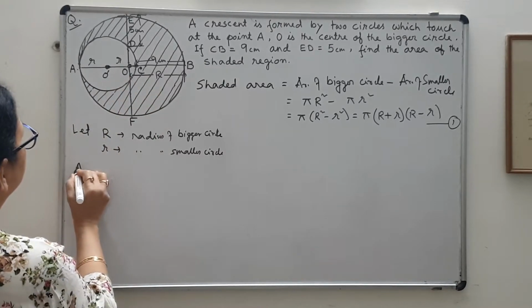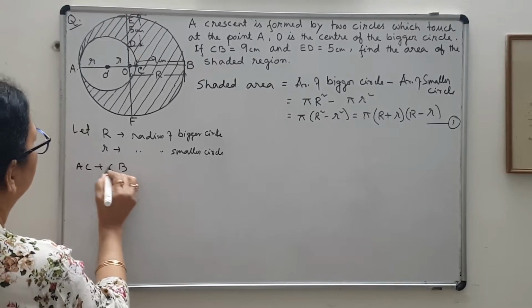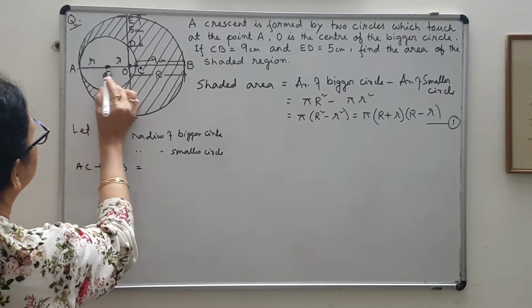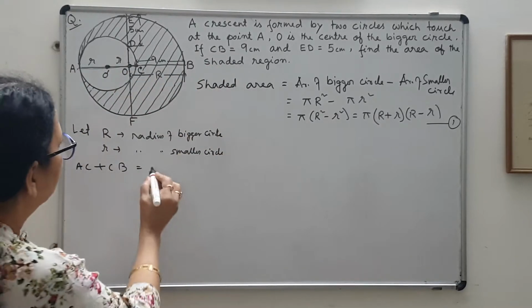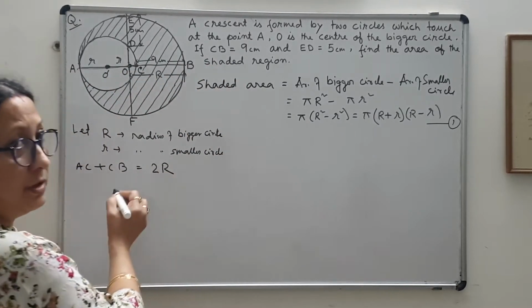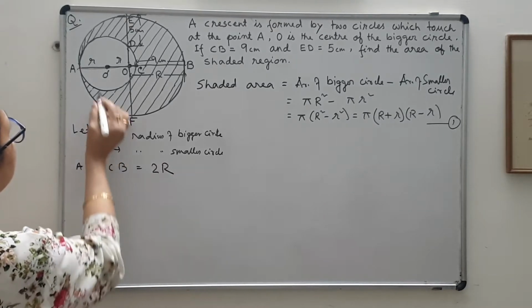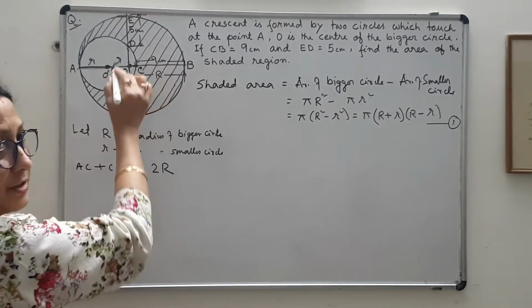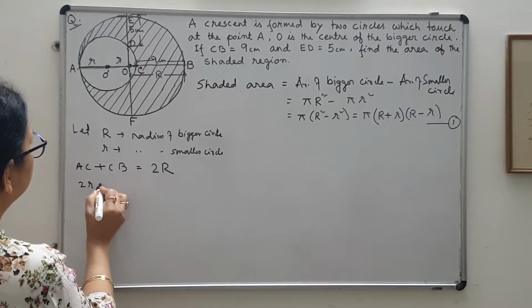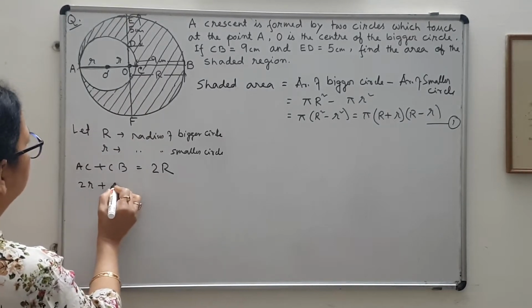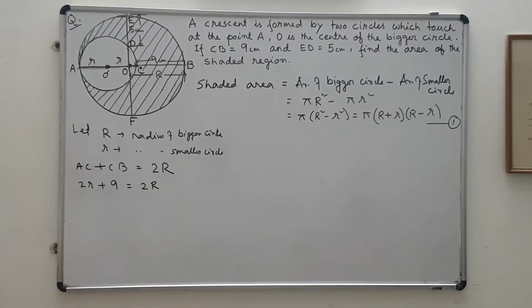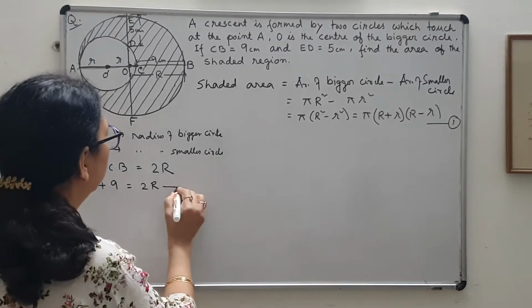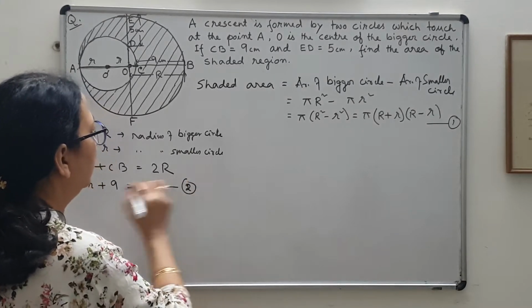So you see AC plus CB. What is that? AC plus CB is nothing but diameter of the bigger circle. So it is twice of R. Is it okay? And what is AC? AC is again diameter of the smaller circle. So it is twice small r. And CB is given to be your 9 centimeter. So 2R equals 2r plus 9. So I got a linear relationship between the two radii. That is very important. So I'll make use of it afterwards. Let me write it as equation 2.